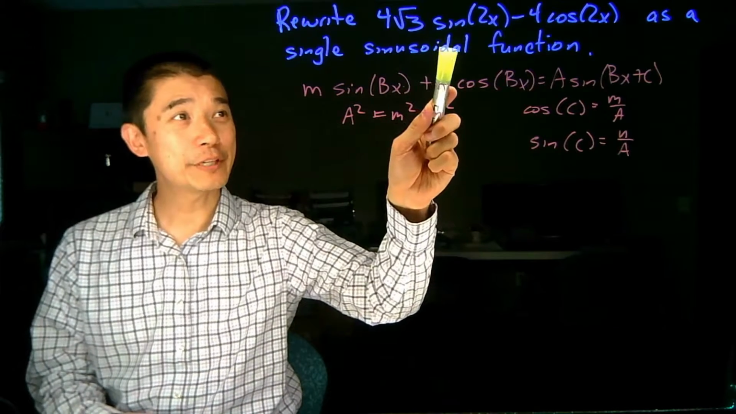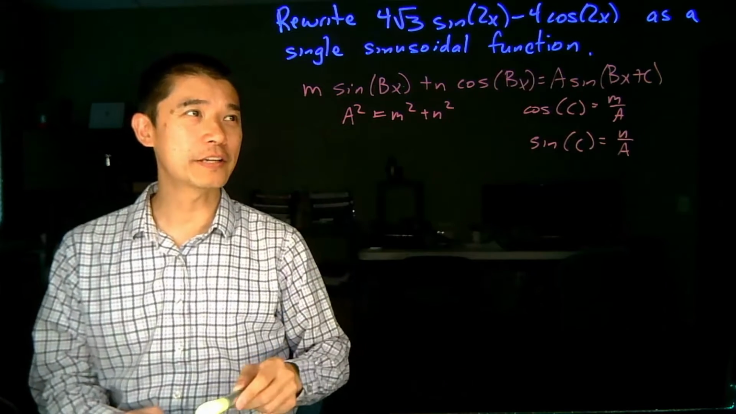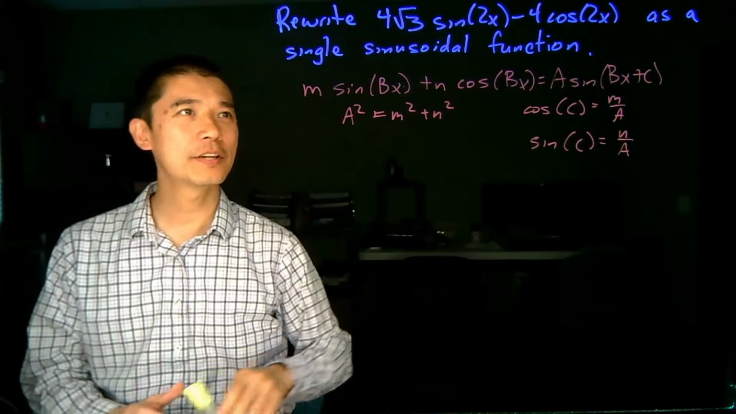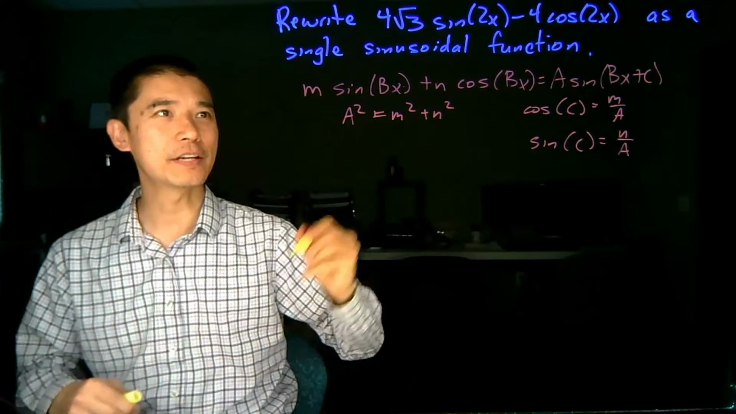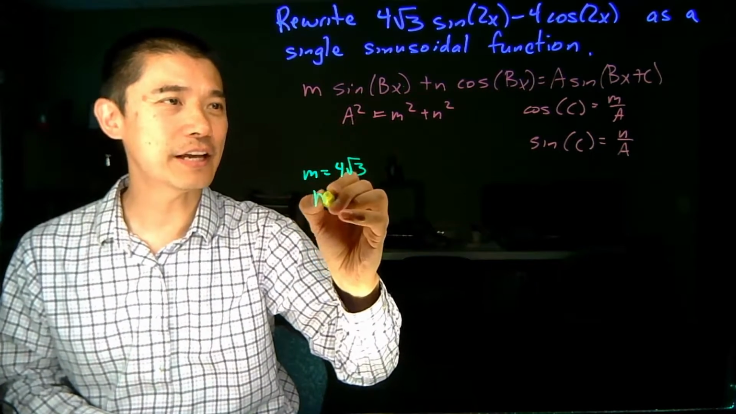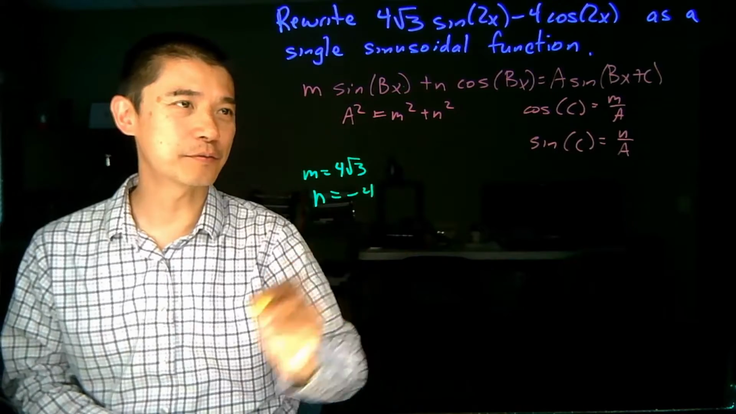Write 4 root 3 sine of 2x minus 4 cosine 2x as a single sinusoidal function. And here are those formulas. So the first thing we need to do is match everything up. We have m is equal to 4 root 3. We have n is equal to negative 4.